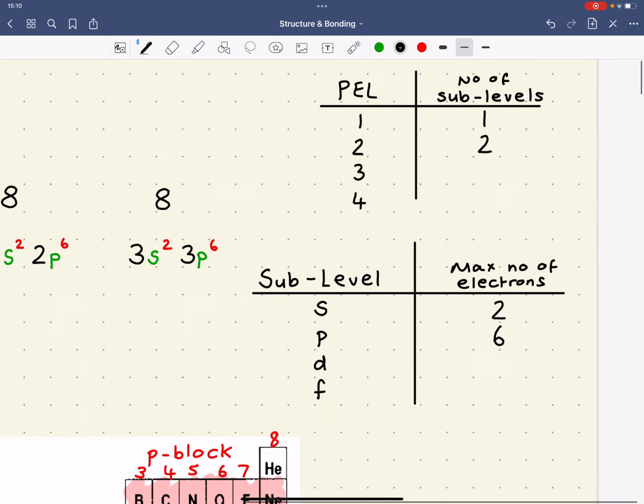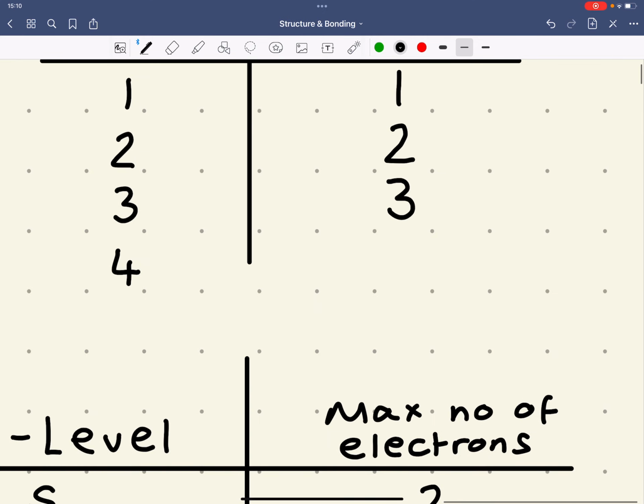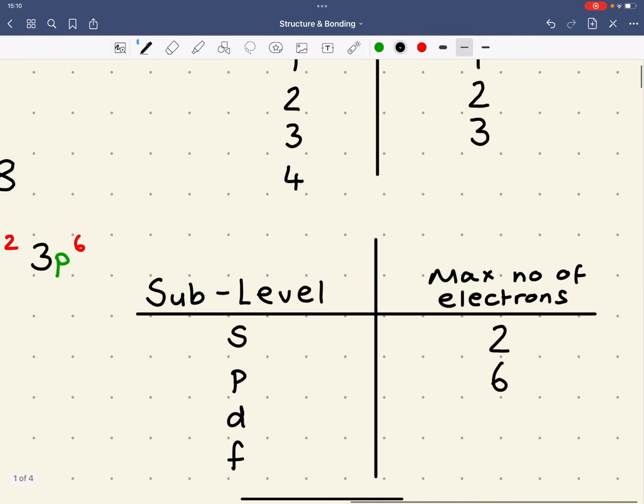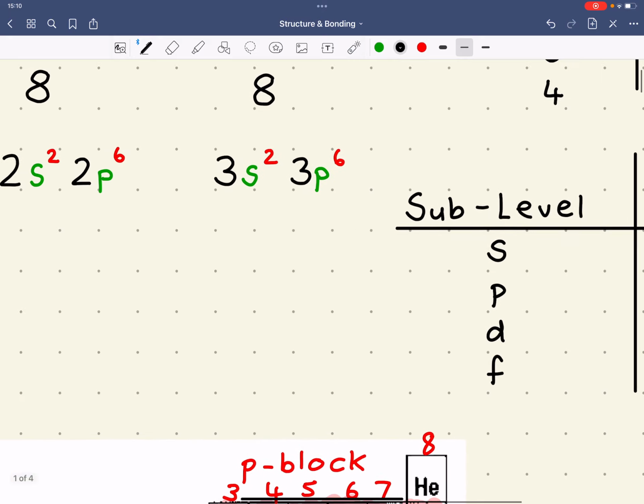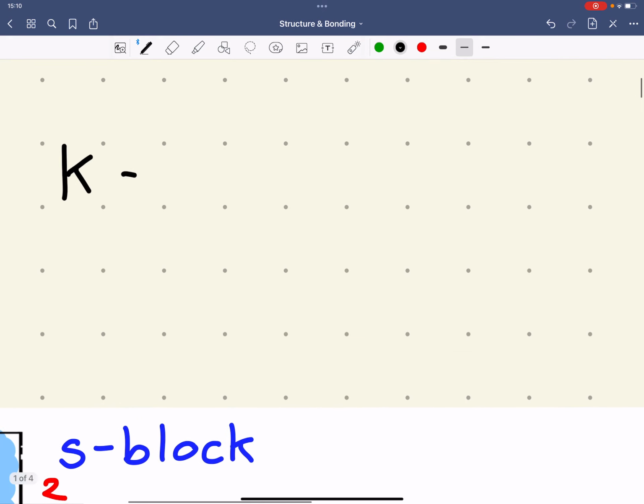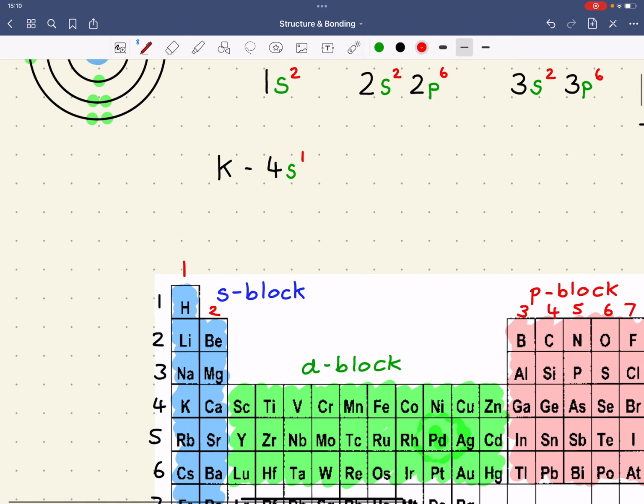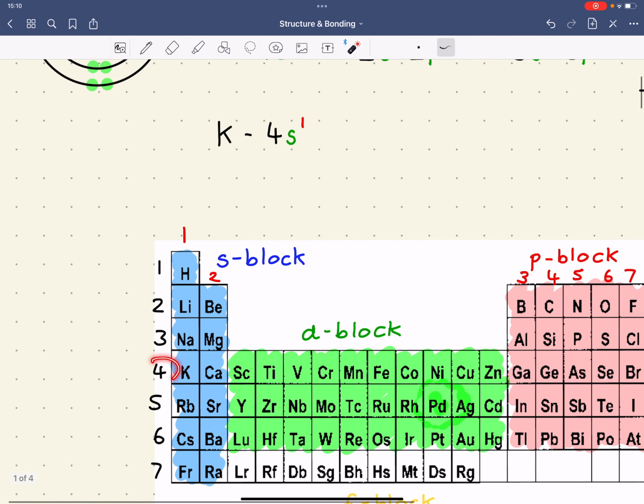Now, the third principal energy level actually holds 3 sublevels. And you may think, well, the next one would be 3D. But by some little quirk, what actually happens is, and I'm just going to fill this in now, this just so happens to be 4. What happens now is, instead of filling the 3D, it actually fills a 4S first. And we say that's 4S1. And this can be shown from the periodic table. It's in period 4, it's in the S block, and it's the first element in the S block, hence it's 4S1.